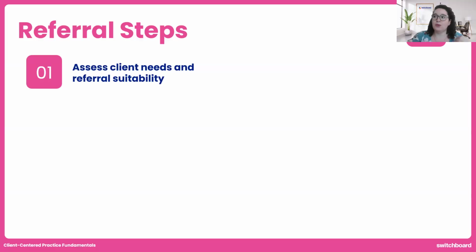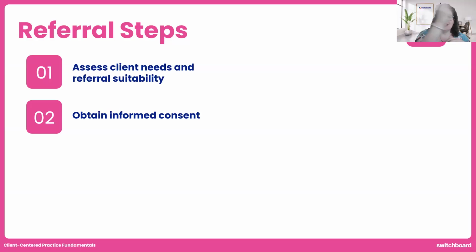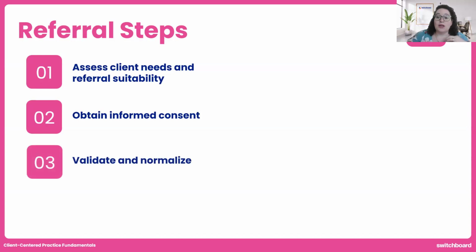Then, when you're going to make a referral, you want to obtain informed consent from the client that you're okay with me sending your information or giving you this information or making this connection. That's not true if it's an involuntary service like an emergency service, an ambulance, or a mental health crisis. Otherwise, you're always going to need that informed consent. You want to validate and normalize what the client's going through that might necessitate the referral. What you're experiencing is normal for everything you've been through. People might feel really frustrated or overwhelmed, and it's okay to want more of that help.